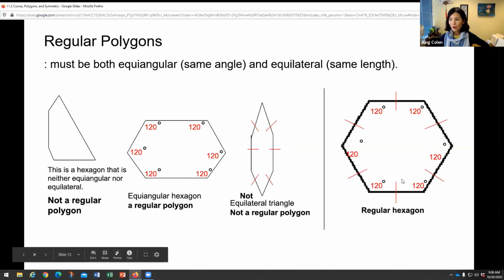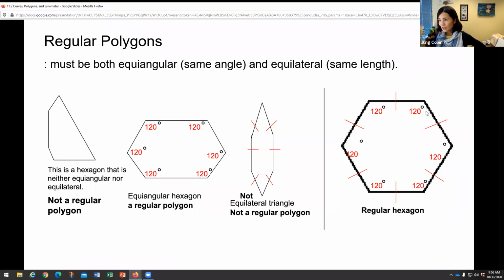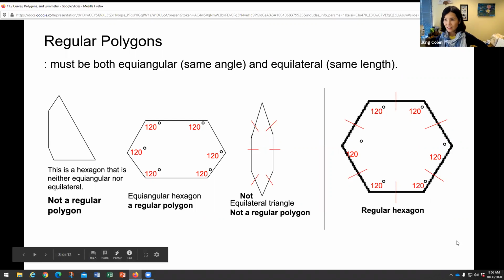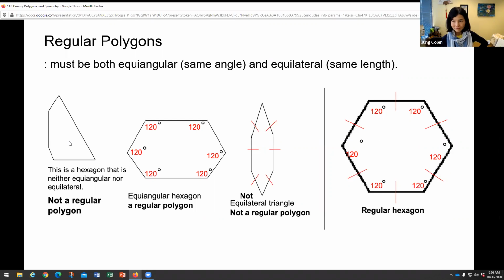So to be a regular polygon, both have to be met. All angles have to be congruent, equiangular, and all the lengths have to be the same, equilateral. So this is a regular polygon, and these others are not regular polygons.